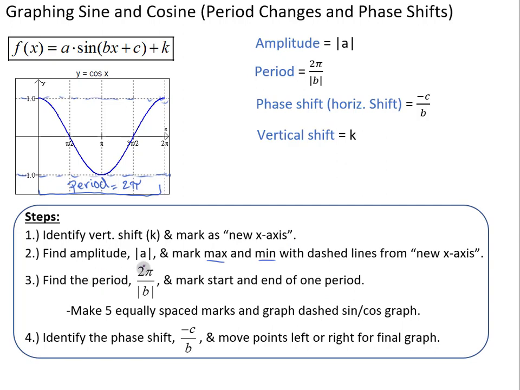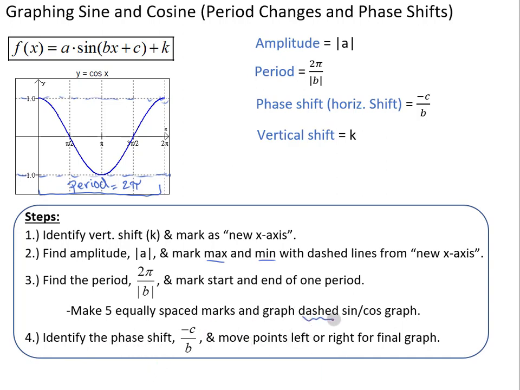Then we're going to find the period by calculating 2 pi over the absolute value of b. And we're going to mark the start and end of one period. So we'll put little marks on our dash, start and end. Then we'll make 5 equally spaced marks if we don't have our own graph to work with, or a graph with a scale already provided. And we're going to graph in our sine and cosine graph. Okay, but we're going to use a dashed line if there is a phase shift.